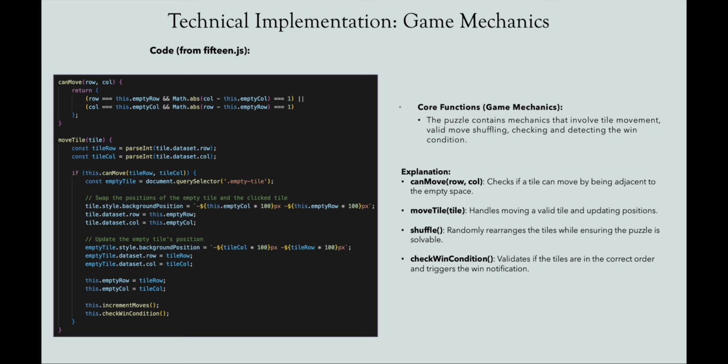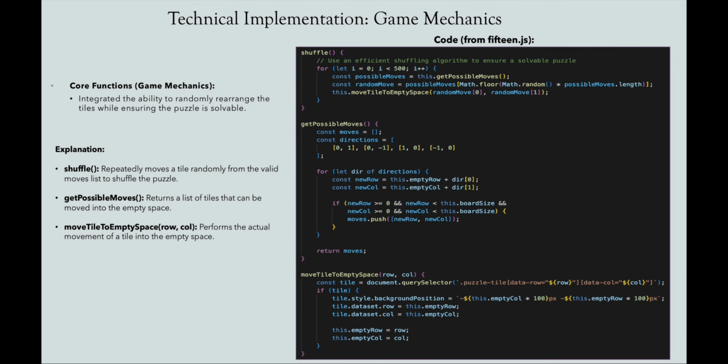The can move method, with the row and column input, is going to check if a tile can move by being adjacent to the empty space. The shuffle method is going to randomly rearrange the tiles while ensuring the puzzle is still solvable. And the check win condition is going to validate if the tiles are in the correct order and trigger the win notification.